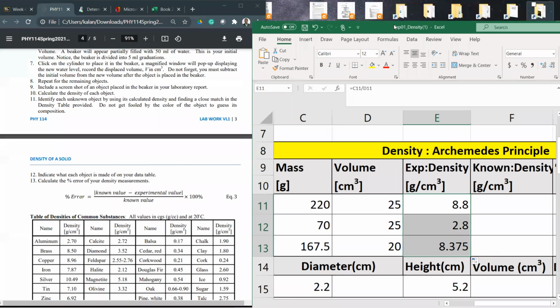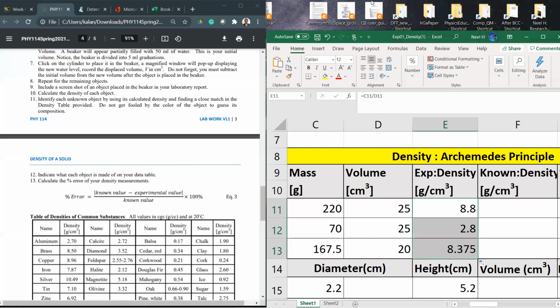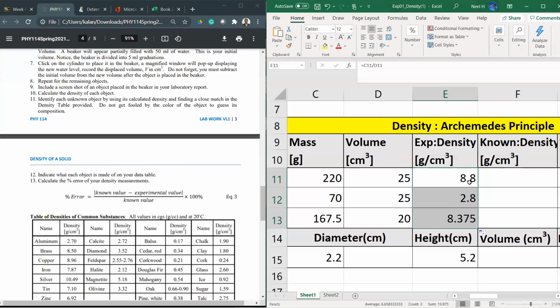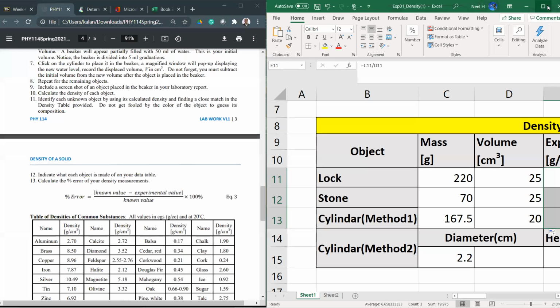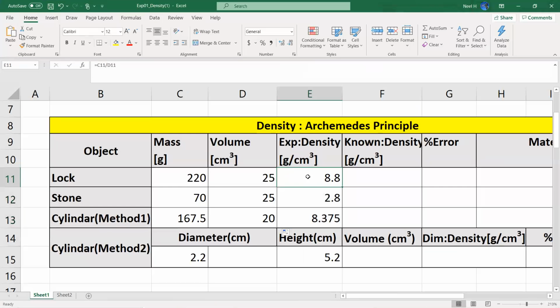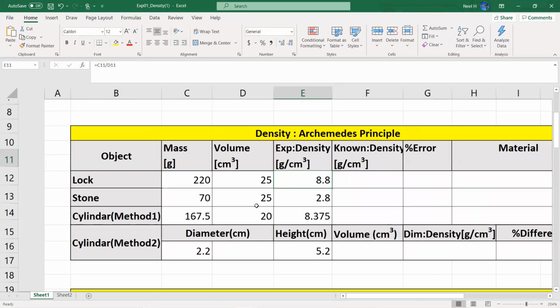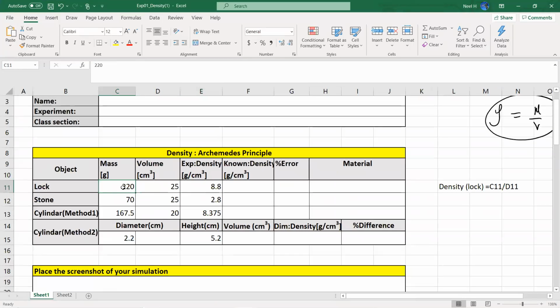Excuse me, Professor. I'm confused on how you got 8.8 and how you got to that answer and what you clicked and everything. This one you just have to do C11 over D11. This number 220 divided by 25. Mass over volume, 220 divided by 25.